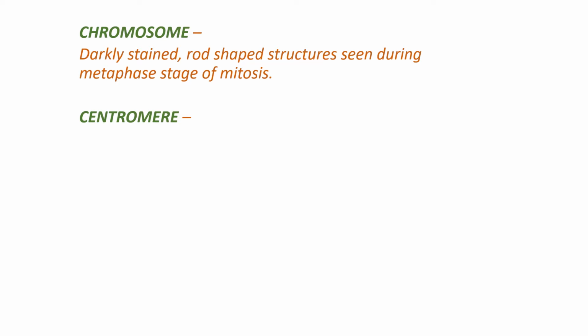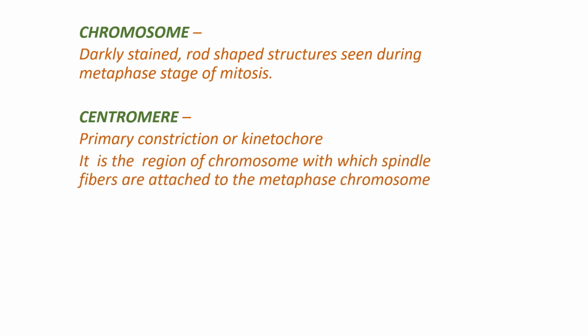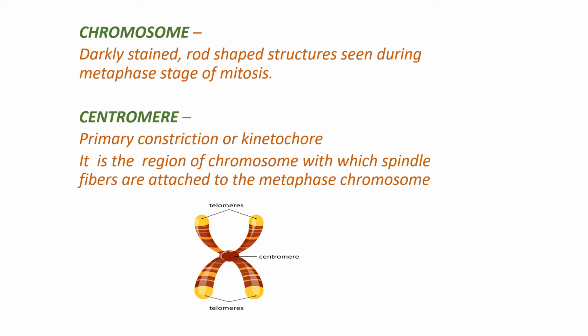The next term is centromere. Centromere is also called as primary constriction or kinetochore. The centromere is the region of the chromosome with which the spindle fibers are attached during the metaphase stage. This is the structure of the chromosome, and you can see the centromere labeled in this picture.